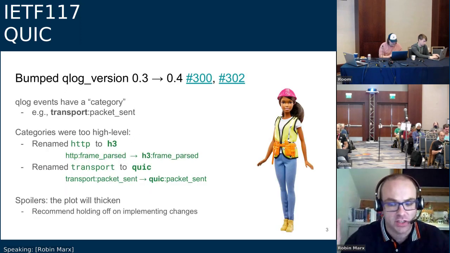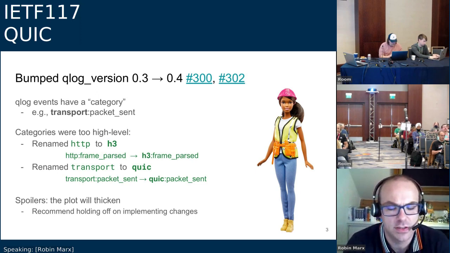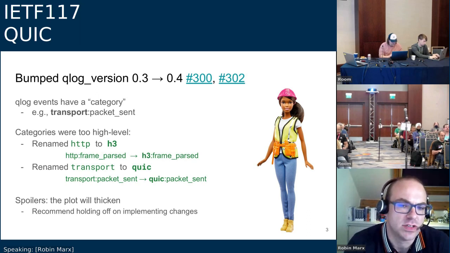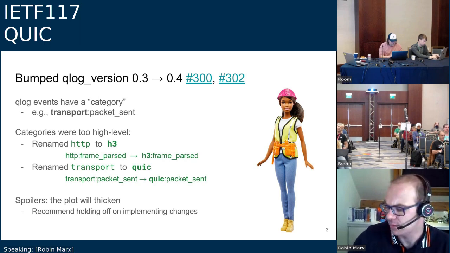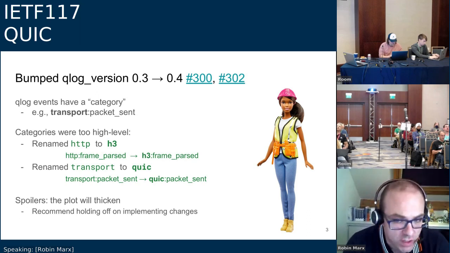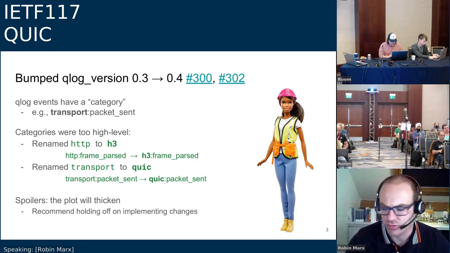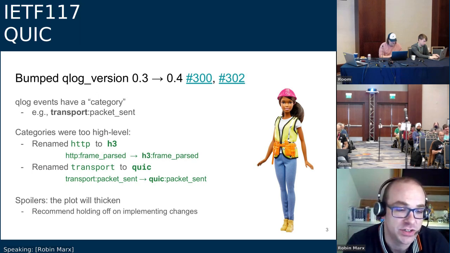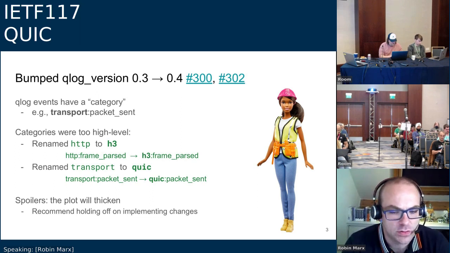So breaking changes might sound big and bad, but it's actually relatively simple. It's just some renamings. In QLog, every event has what we call a category. For example, you would have a transport category, and in there you would have a packet sent event. Those categories turned out to be a bit too high level once we started adding more stuff, and so we decided to rename those to more protocol specific names. So, for example, HTTP became H3, and transport specifically became QUIC. This doesn't actually change any of the functionality, but it does mean it's a breaking change because all the implementations need to change how they call things.